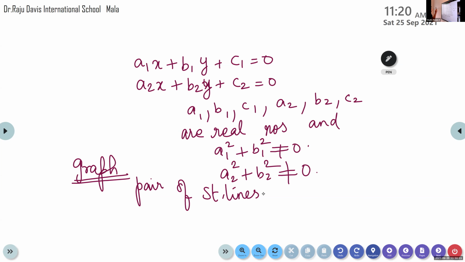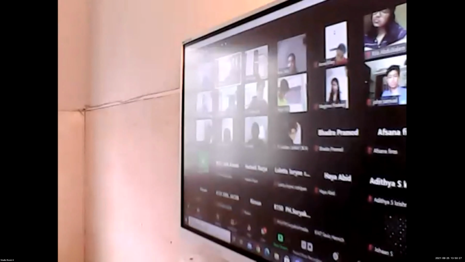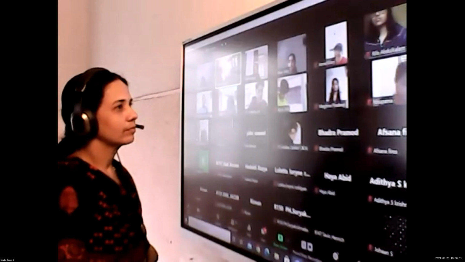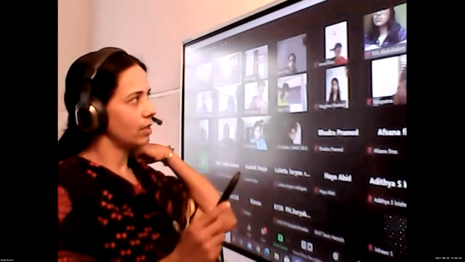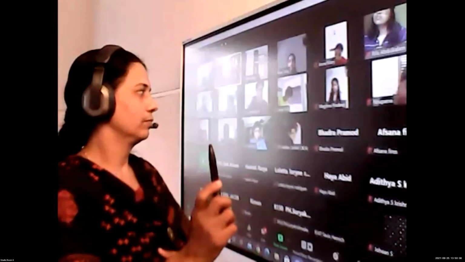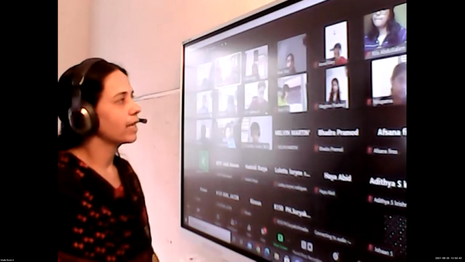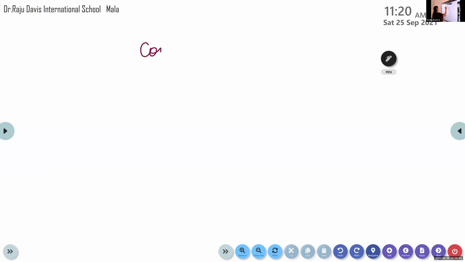Then we have learned about the conditions for consistency. Yes or no? Take your textbook, mark all these points, everything you have learned. Then what is meant by consistency? When will you say a pair of equations is consistent? When they have a solution. It is not necessarily unique.